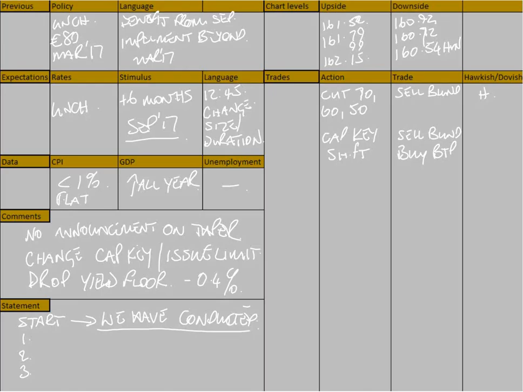Reason being, money is likely to flow into BTPs. They are rather liquid compared to many of the other European bonds and also much higher yielding. So this is hawkish and dovish depending upon what you're trading. Ultimately, it is more of a dovish move. However, depending upon what you're trading in this scenario, Bunds or BTPs, it's going to be a hawkish or a dovish scenario.